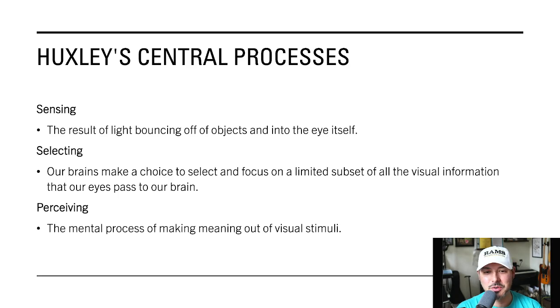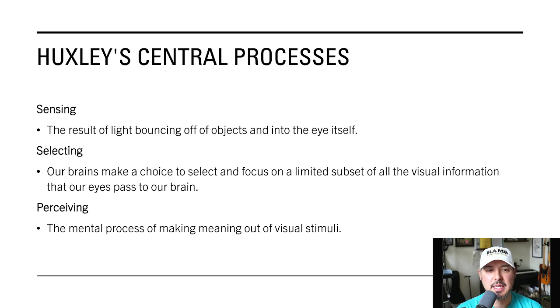So our brains make the choice of being like, hey, we're walking down the street right now. We're going to focus on perceiving that crack in that sidewalk so that we don't stumble over it. Or we're going to select the person walking down the street coming in our way with the dog that looks big and scary, so that we know we maybe want to give them a little bit of extra space. So once we sense it, then our brain selects what we are going to focus on from all that information. And then lastly is perceiving.